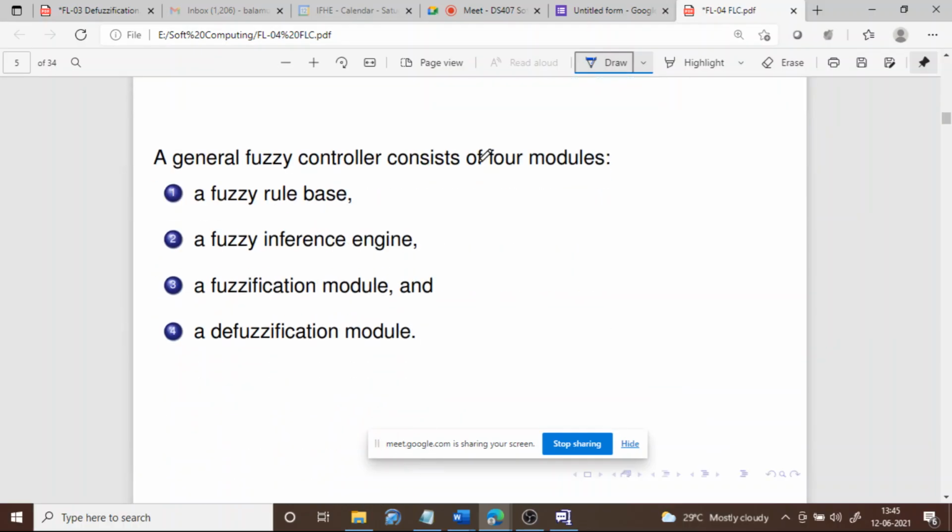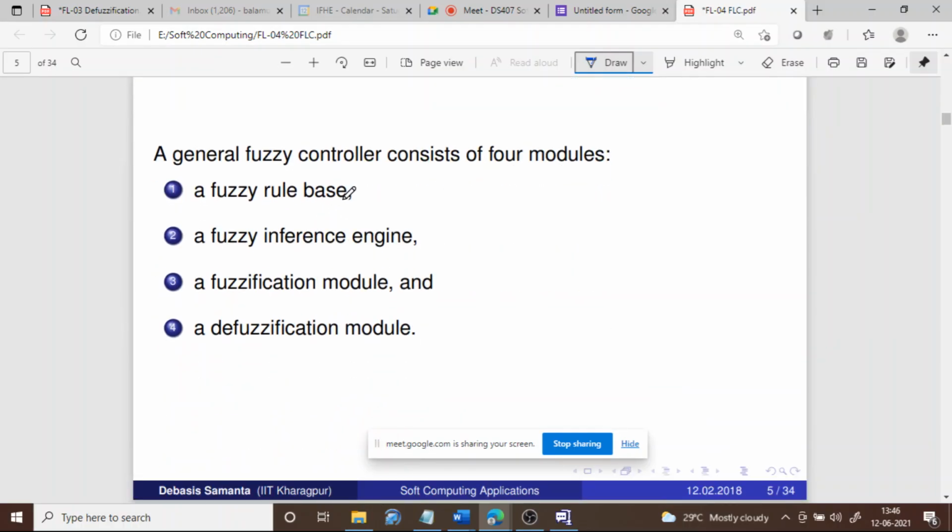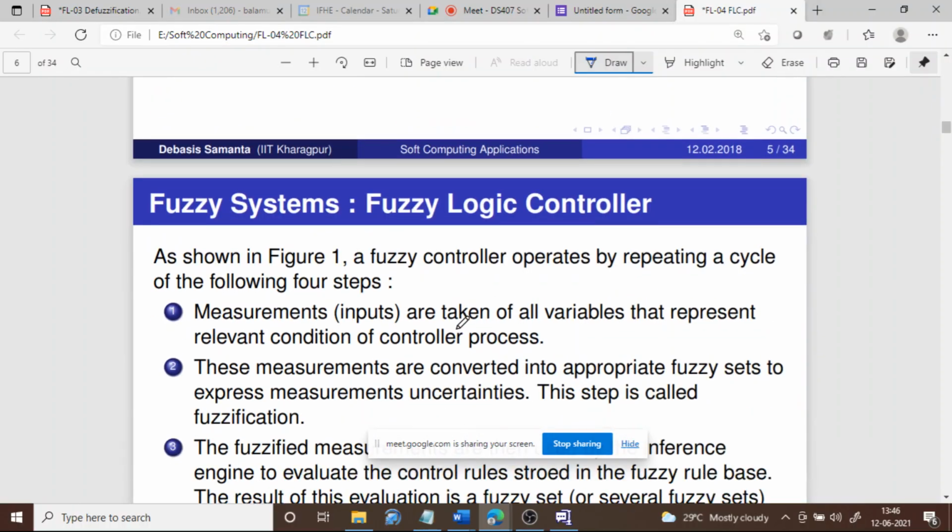These are the important blocks a fuzzy controller contains. It includes a fuzzy rule base, which is nothing but the set of all the rules in the fuzzy system. It includes an inference engine for processing, and a fuzzification module, which is used to convert crisp values to fuzzy values. It also includes a defuzzification module, which is used to convert fuzzy values to crisp values.